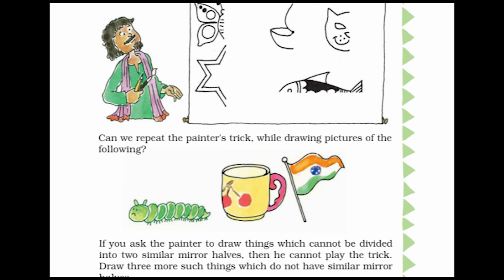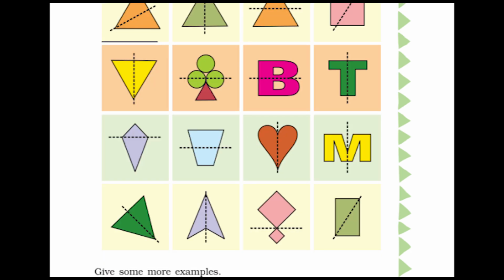Means you have to draw the things which do not have them. You can draw a pen or a jug. You can draw many things here. Mirror half. Look at the picture given below. Does the dotted line divide each picture into 2 similar mirror halves? Like you saw the magician, how he tricked the girl, and he was showing her the mirror for half pictures.